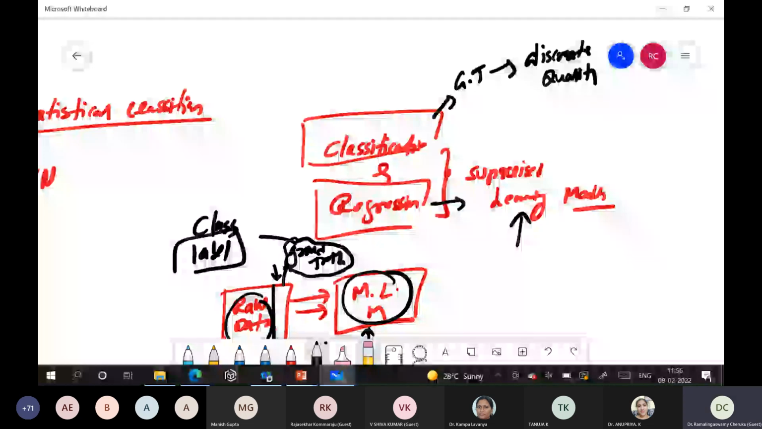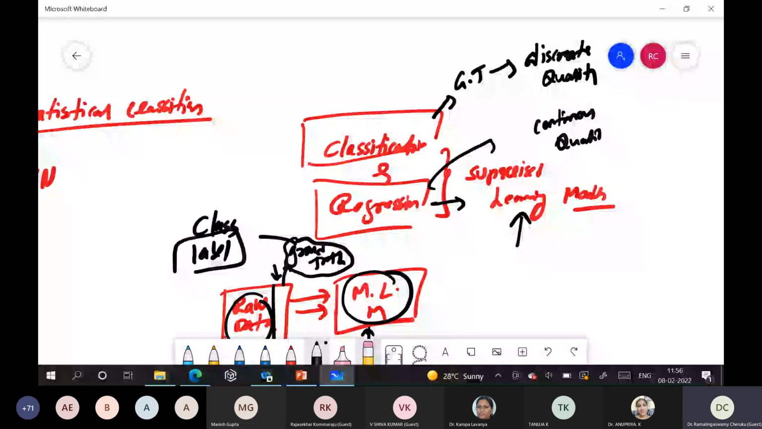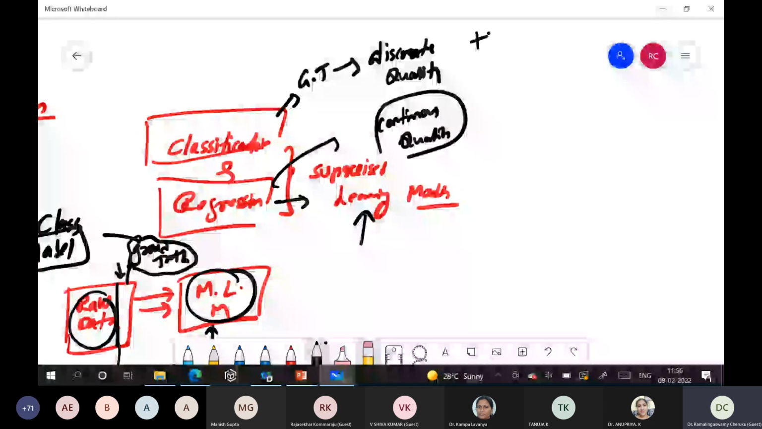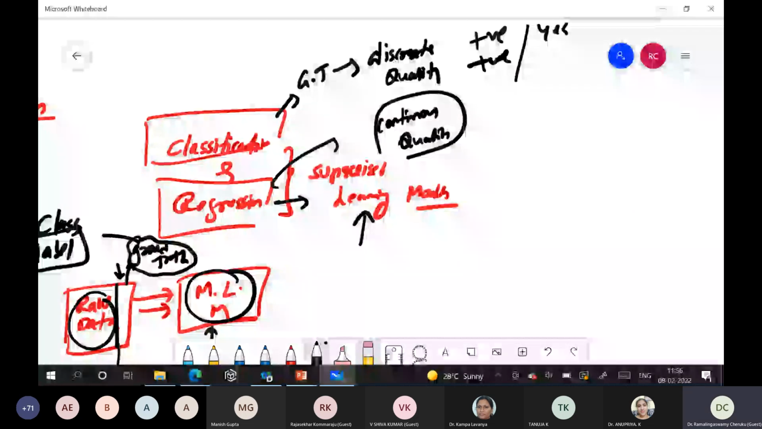But in regression, it is a continuous quantity. That's the only difference. The ground truth in a classification problem is a discrete quantity, like whether you are COVID positive or negative, or whether they will return tomorrow, yes or no. So given a pattern, it should belong to either one class or the other. You have to classify it into one of these classes.